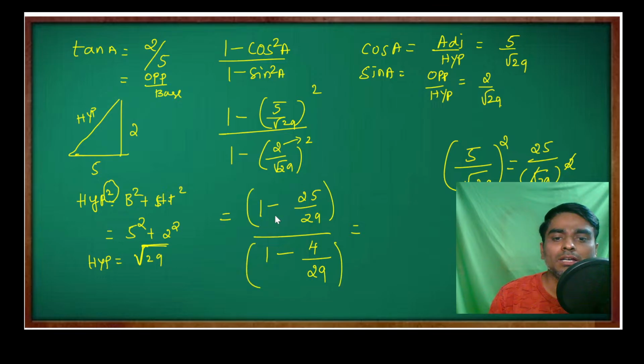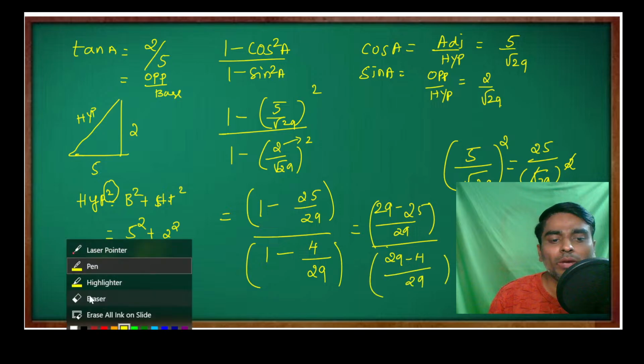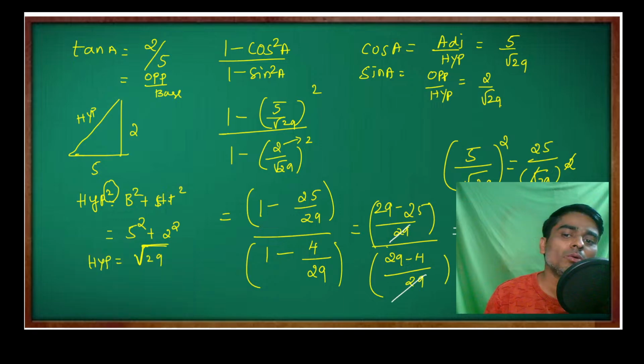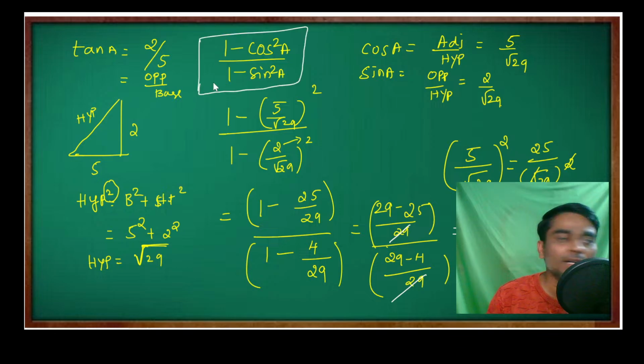Cross multiply. 29 ones are 29 minus 25, divided by 29. This is the numerator. The denominator is 29 minus 4, divided by 29. You can see here 29 is repeating up and down. Cancel it off. What is remaining up now? 29 minus 25, 4. What is remaining down? 29 minus 4, 25. So 4 by 25 is the value of 1 minus cos square A divided by 1 minus sin square A.